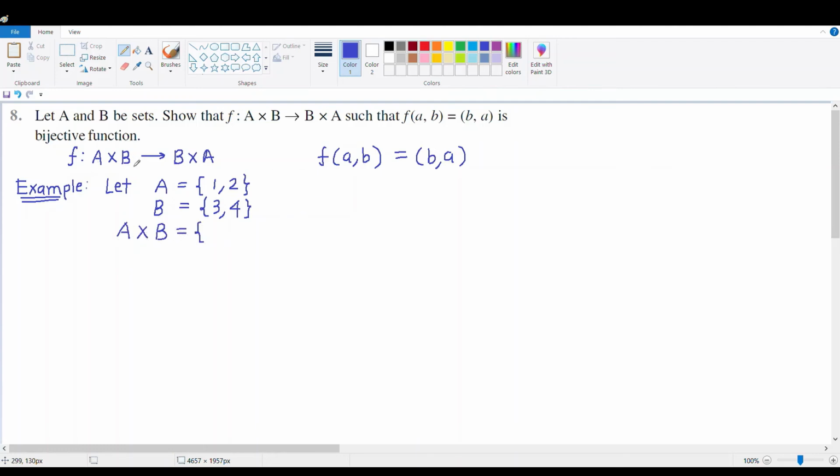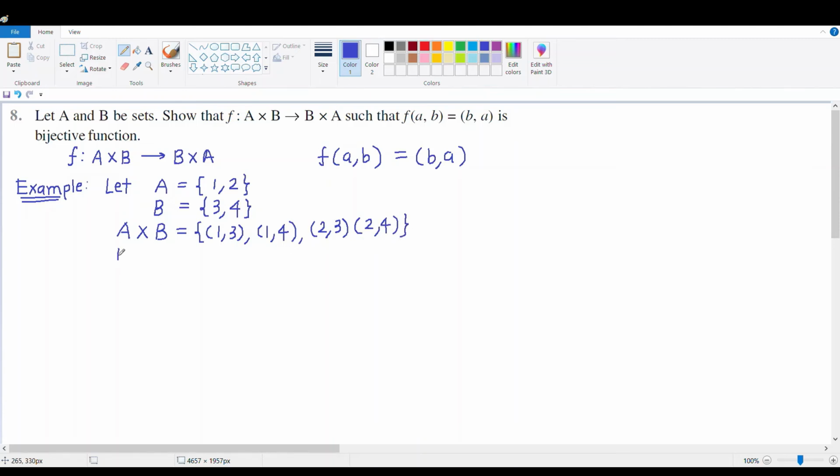See, our domain is A cross B, so A cross B is going to have (1, 3), (1, 4). Why? Because this element goes with both of these, and then I'm going to take this element with both of them, and then I will have all the possible elements of A cross B.